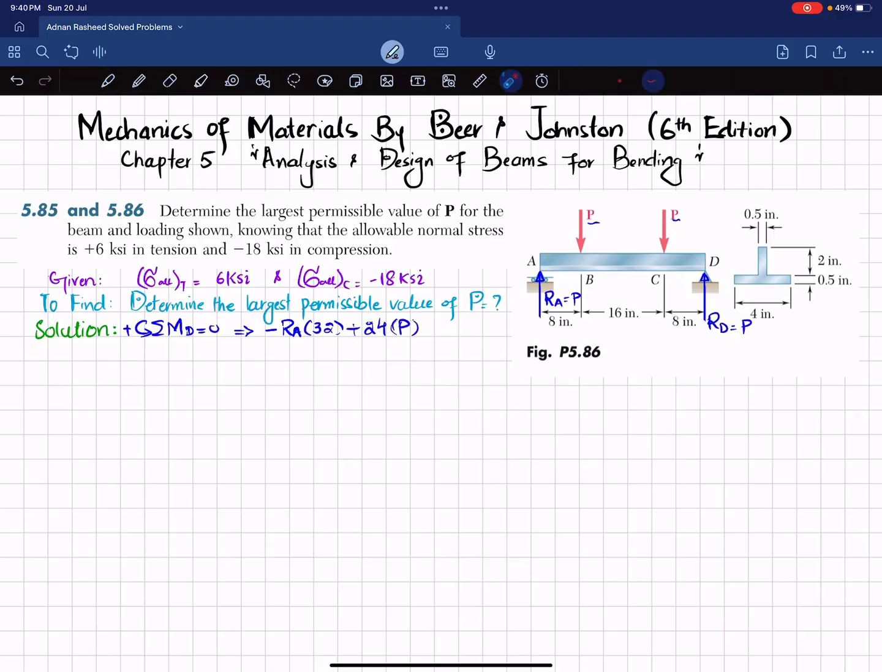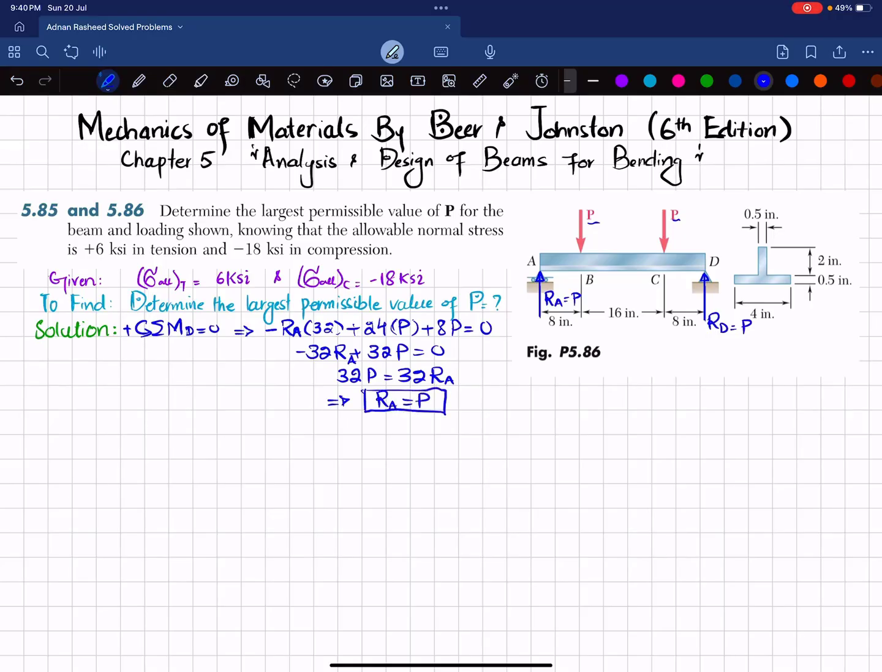The last load creating a moment about point D is this P, and the perpendicular distance is 8, and this is also a counterclockwise moment, so it will be positive. So plus 8P is equal to 0. So minus 32RA plus 32P is equal to 0. So from here, 32P is equal to 32RA, and from here what we get is that RA will be equal to P.